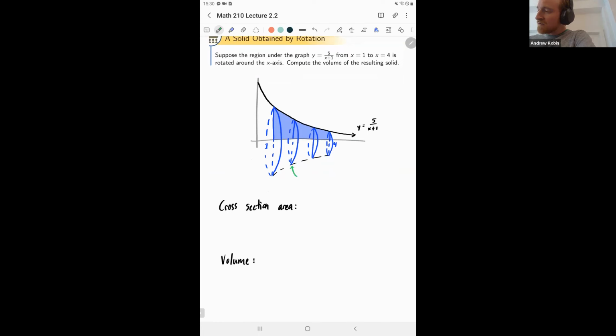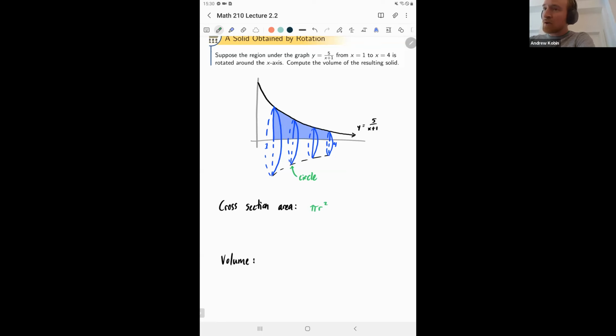Each one of these slices is a circle, and it's a circle perpendicular to the x-axis. It's in 3 dimensions, and it has a 2-dimensional measurement. It has an area to it. So the cross-sectional area here is the area of a circle, which I think we all know and love, pi r squared, where r is the radius.